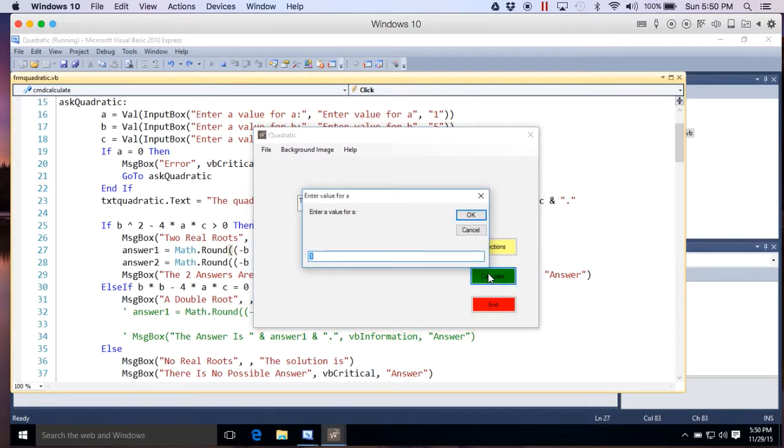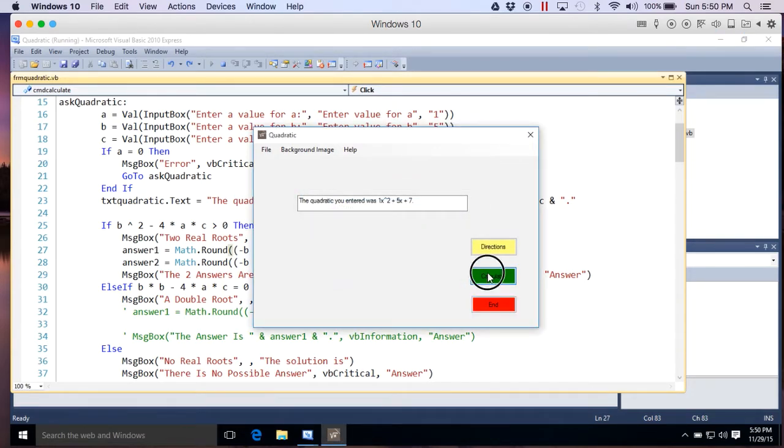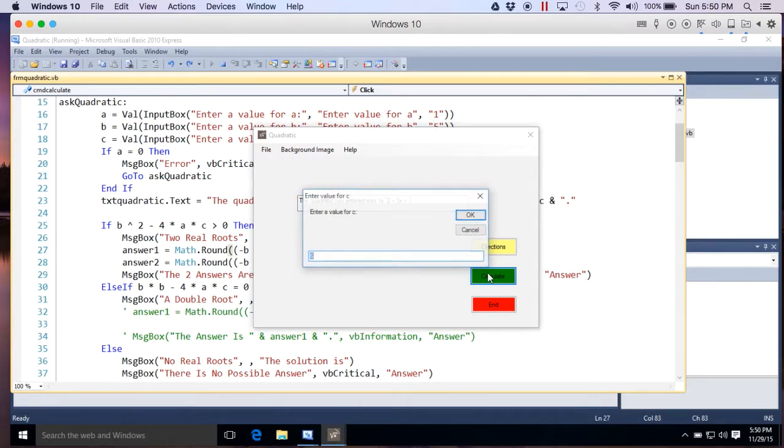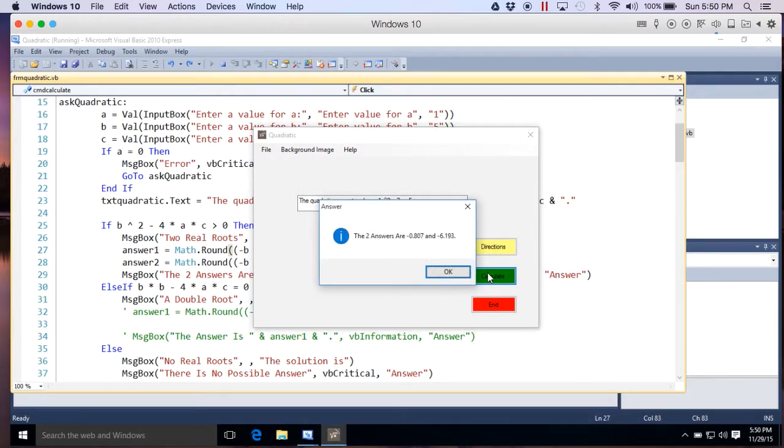If I do 1, I believe it was 5 and 7. Oh, no real roots. The other way, 1, 7, and 5. 2 real roots. Goes to the same place, but now they're rounded. That's rounding to 3 decimal places. So that was that round function.